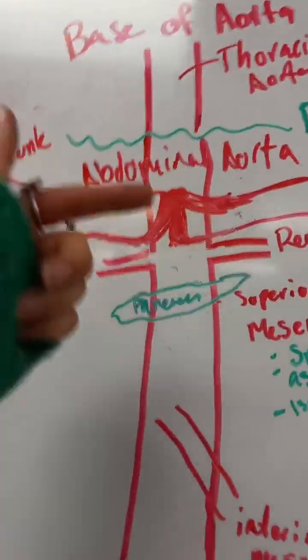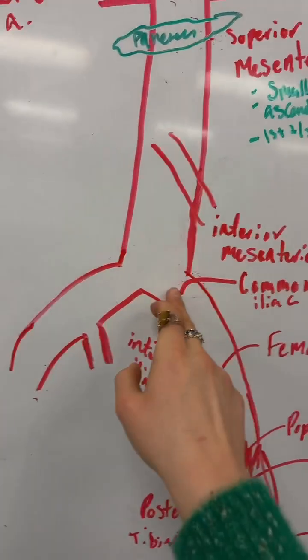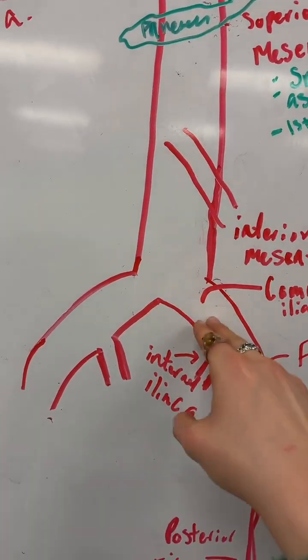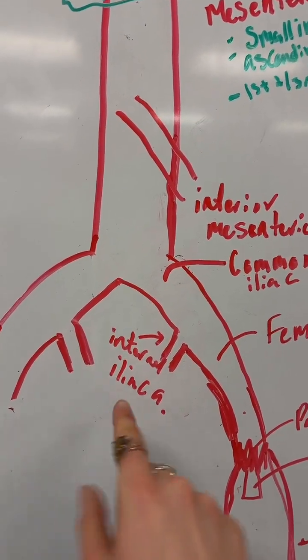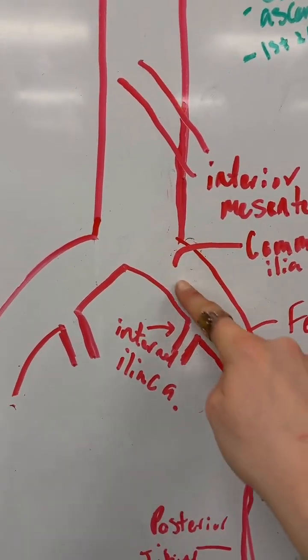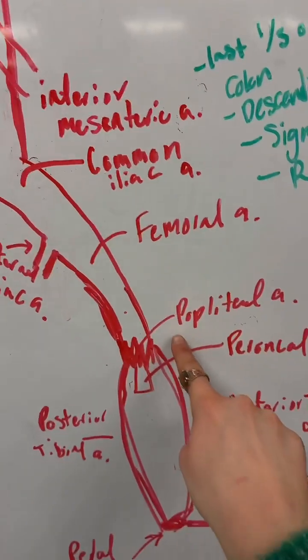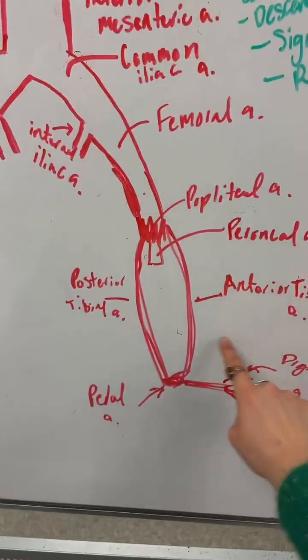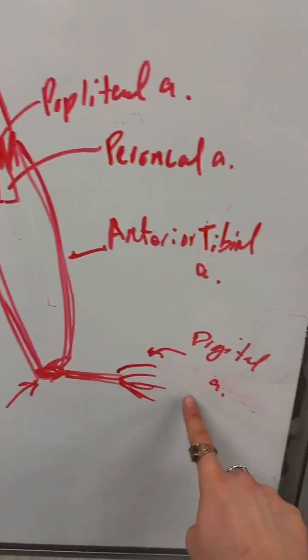renal. Down the abdominal aorta, we have this split right here, and it's called the common iliac arteries. This would be the pelvis region. And then the common iliac artery branches into the internal iliac artery, and right here would be the external iliac artery that continues into the femoral artery, then the popliteal artery, then this branch right here is the peroneal artery, and then the anterior and posterior tibial arteries to the pedal artery to the digital.